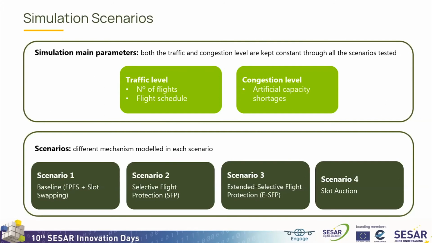So at the end, we only have 4 different scenarios, which contain different mechanisms modeled inside. Scenario 1 includes the baseline. Scenario 2 includes the selective flight protection. Scenario 3 includes the extended selective flight protection. And scenario 4 includes the slot auction.